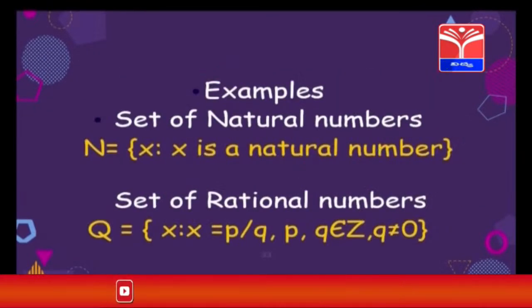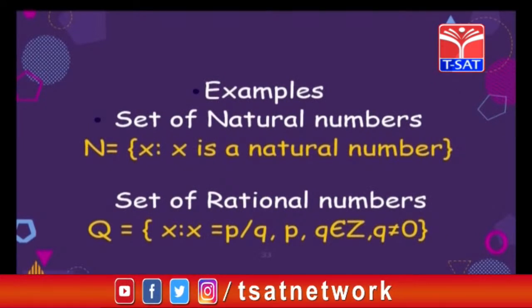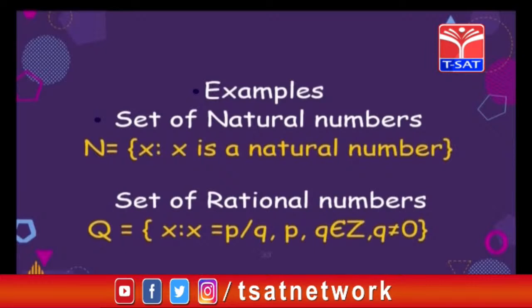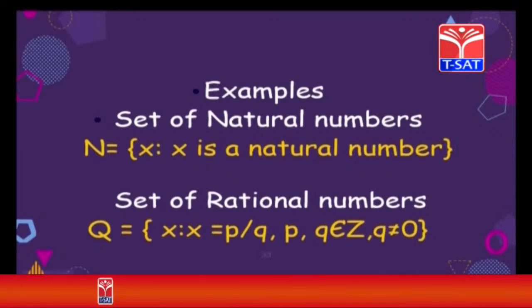Now, let us consider a few more examples. The set of natural numbers N, which is the set of x such that x is a natural number, and the set of rational numbers Q, the set of x such that x is equal to p by q, where p and q belong to the set of integers and q is not equal to 0.